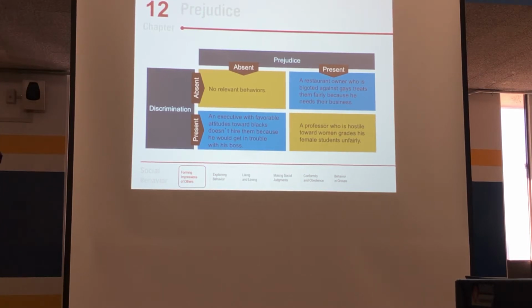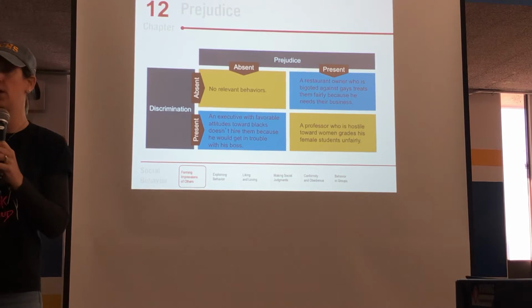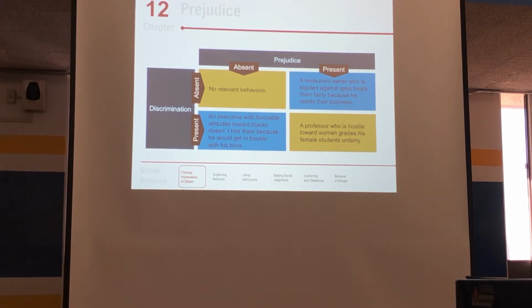So again, prejudice is a usually negative thought about someone because of their membership in a group, and discrimination is a usually negative action towards someone because of their membership in a group. Could you have prejudice without discrimination? Yes. Could you have both at the same time? Yes. Can you have none? Yes. Can you have discrimination without being prejudiced? Yes. So, for example, let's say your boss doesn't like people who are homosexual, and you need to hire someone, and you have nothing against people who are homosexual, but you don't hire them because you don't want to get in trouble with your boss, right? So that would be an example.